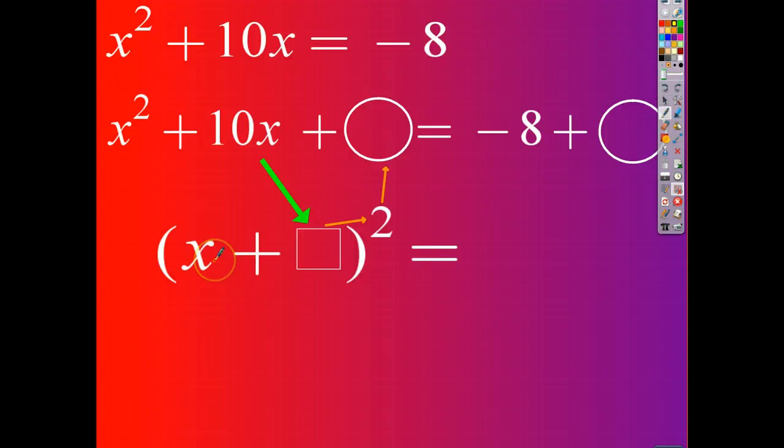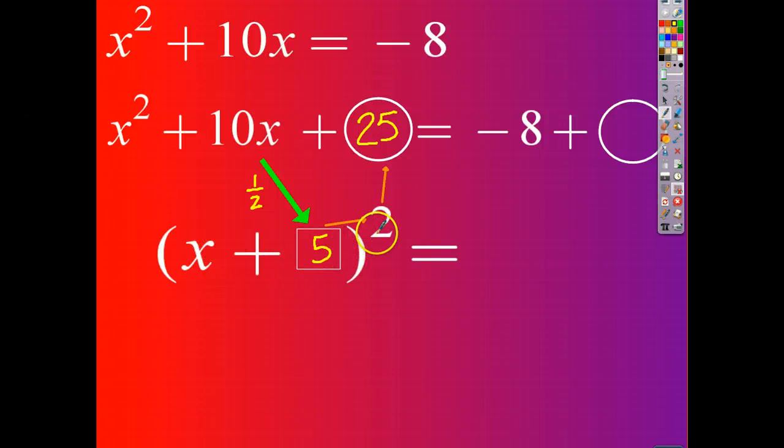So let's do this. Okay, we know that this term, we have to do half of this. Okay, so half of 10 is 5. Okay, well then if I take 5 and I square it, 5 squared is 25. So that means I need to put 25 here. Okay, so by putting 25 in here, I've now created a perfect square. So that makes this x plus 5 squared.